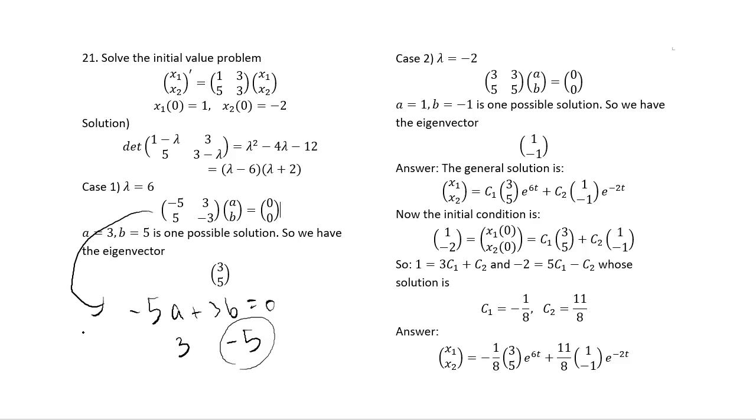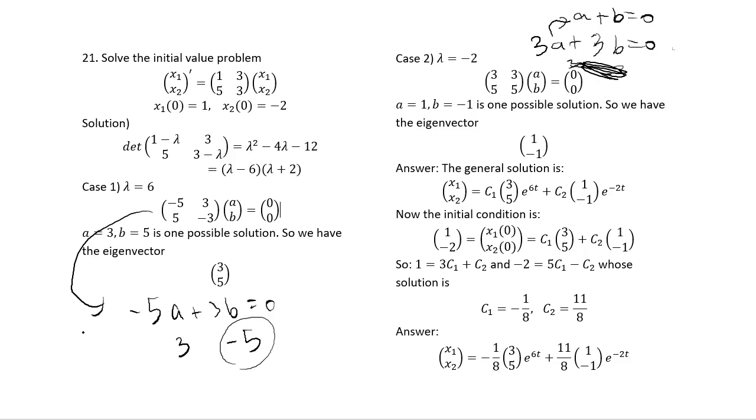For lambda equal to -2, do the same thing. You get 3a plus 3b. You could switch these two around, which is the same as 3, and negate one of them. So 3 and -3 could be a possible answer, but what's better is just divide everything by 3. Then what do you get? That's the same as a plus b equal to 0, right? And that's very easy to solve. You just have 1 and -1.